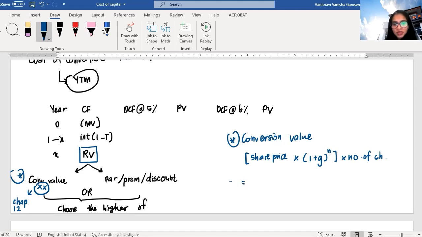Example, let's say your share price is 450. Guys, these are all things that I plucked from my head. There isn't anything here as a reference, no question as a reference. So don't worry if you're going to ask me where it comes from, it's from my mind. Multiply by 1.05 to the power of N, and let's say it's maturing in 5 years. Multiply by the number of shares, let's say it's 20.